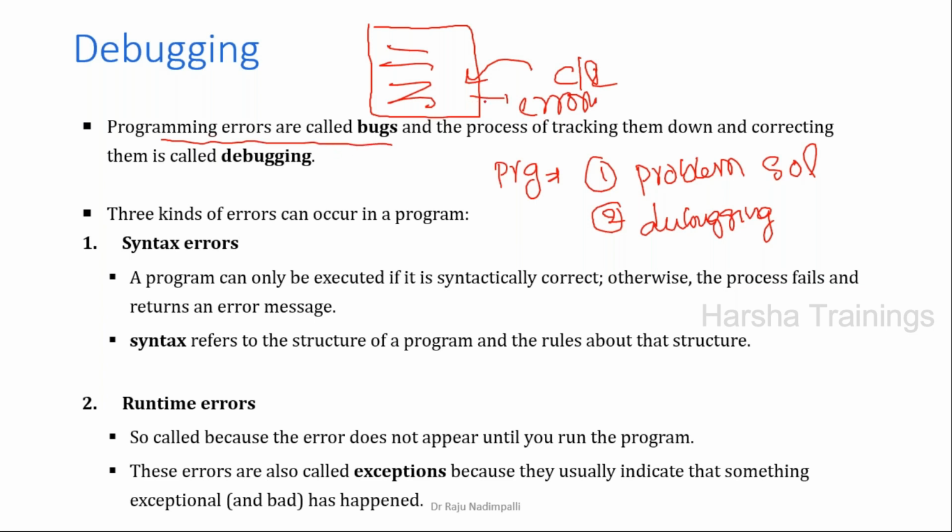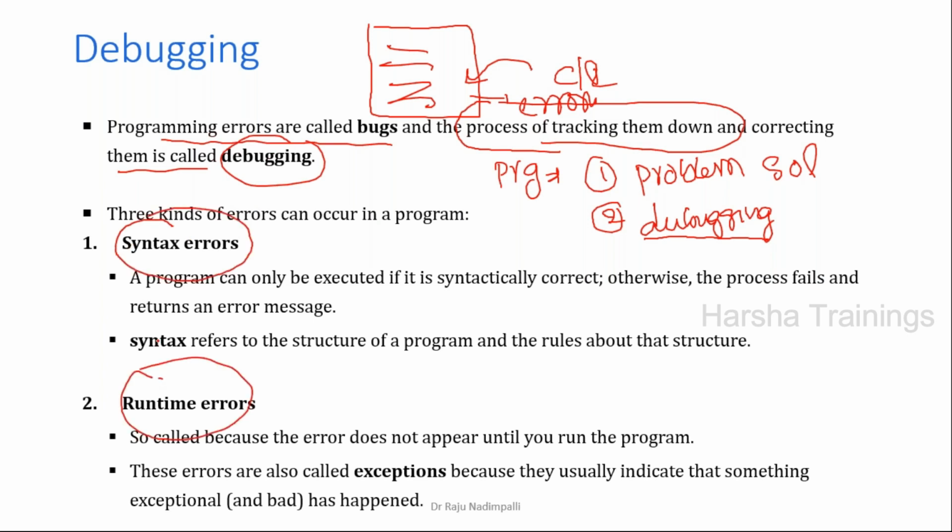Now, if a programmer is able to process or track the bugs, once you are good at this, you can write any kind of code. The process of tracking the errors or bugs and correcting them is called debugging. Mainly there will be two types of errors. First one is a syntactical error. Second one is a runtime error.